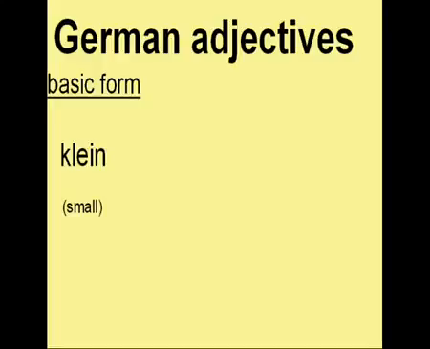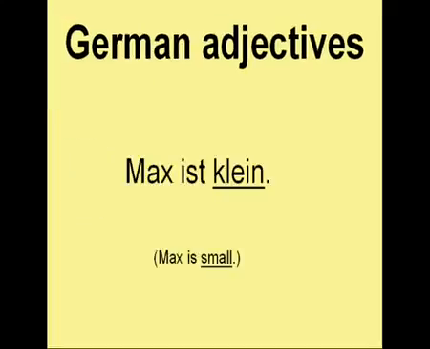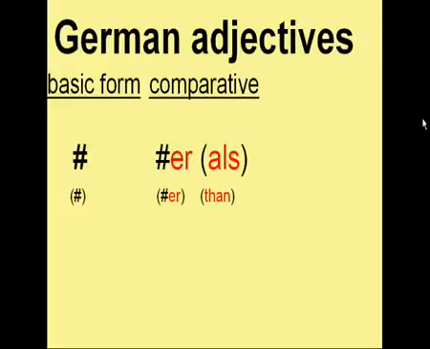So, adjectives in its basic form are used to describe persons or things with the help of the verb sein, which means to be in German. And a sentence of that kind would look like this: Max ist klein, and it's the same like in English. The adjective is in its basic form. Now the comparative forms of the adjectives are similar like in English.